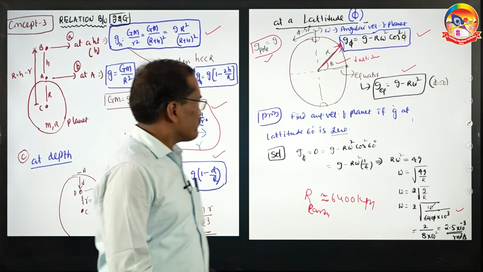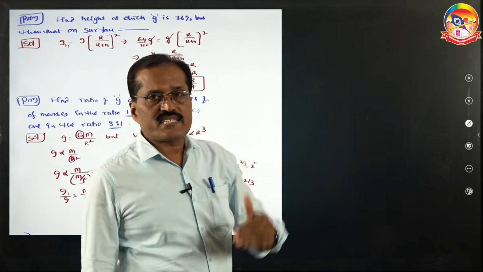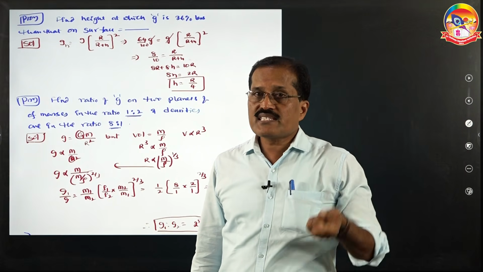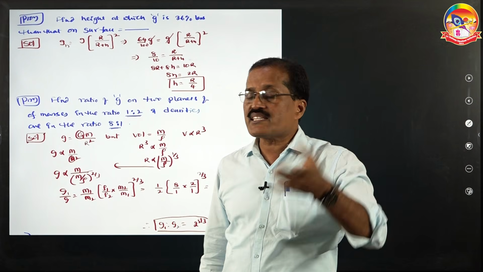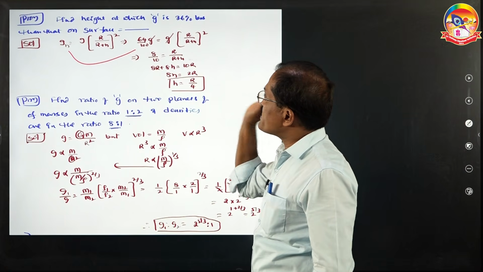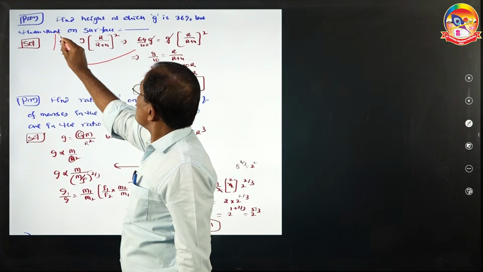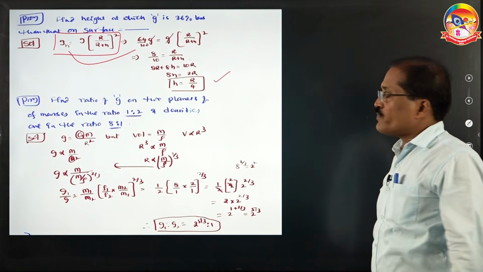Now, coming to the next. Find the height at which g is 36% less than that at the surface. As we go up, g value goes on decreasing. We need to find the height at which g value is 36% less, so 64% only should be left over. Substituting the g value at a given height in the well-known formula, we can find that h is equal to r by 4.